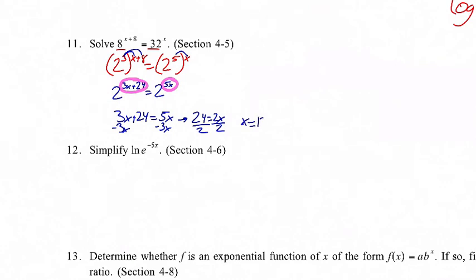Now, in case you're not entirely confident with that, you can always go back and double check that and plug them in. You're going to get really big numbers. So you're going to have 8 to the 20th equals 32 to the 12th. It's going to work out, but the numbers are really big, so I'm not going to bother with that right now.